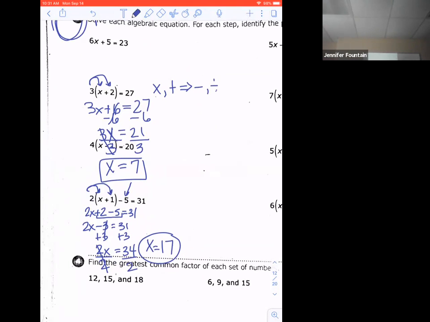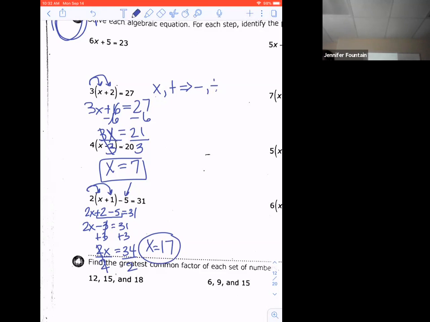Then you had to add 4 to each side, because it's 4x minus 4, I have to add 4 to each side. So you should end up with 4x equals 24. Then divide by 4, and x equals negative 6.